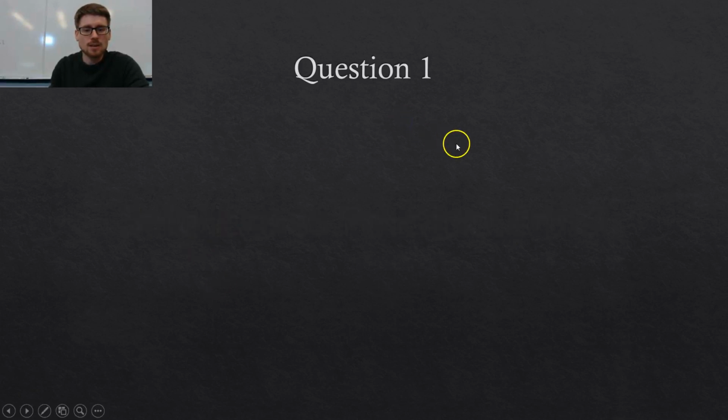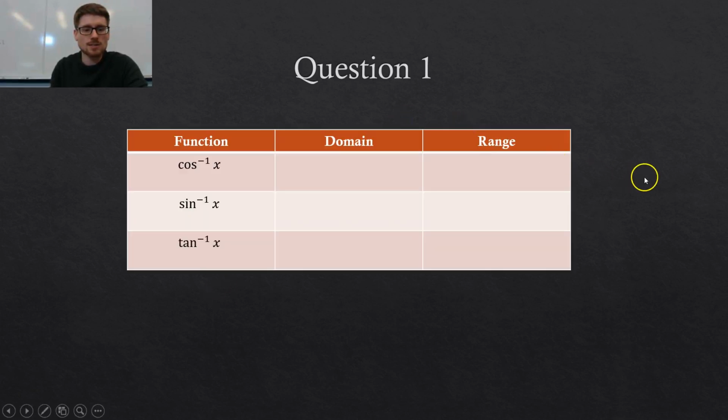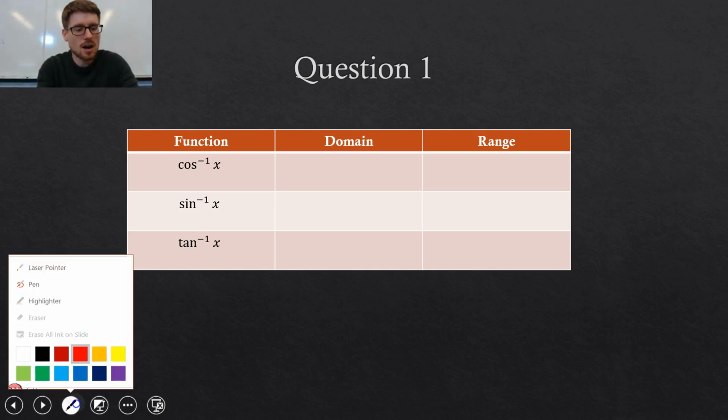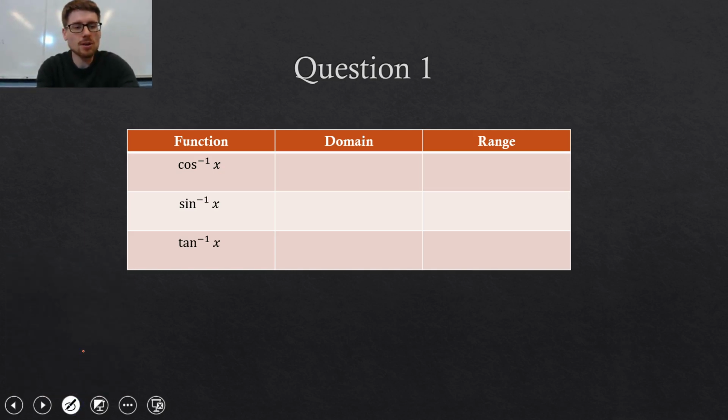Okay. So the first question is to come up with the domains and ranges of each of these functions: cos inverse, sine inverse, and tan inverse. For cosine inverse, it's important to remember that the inputs are x's, x coordinates. So the things that you plug into cosine inverse are x coordinates from the unit circle, and it's going to give you an angle out.